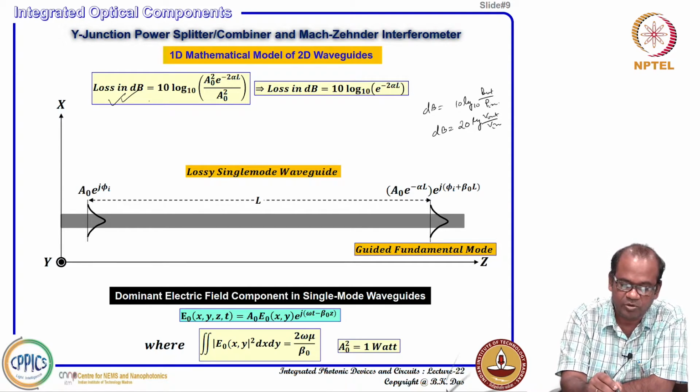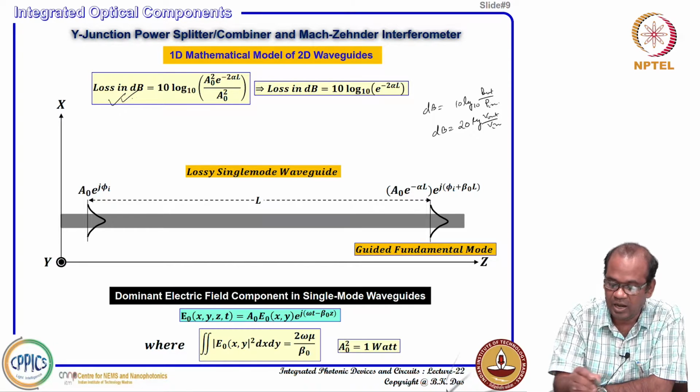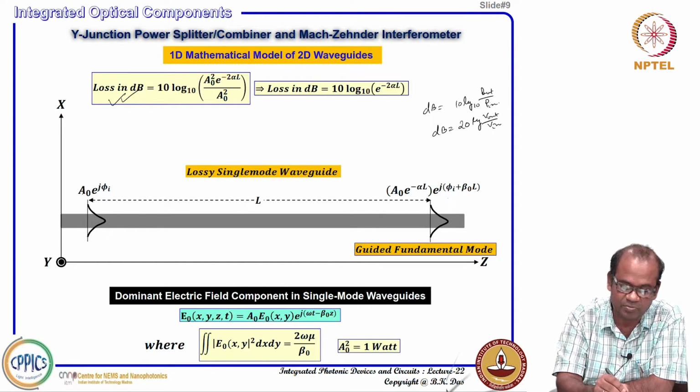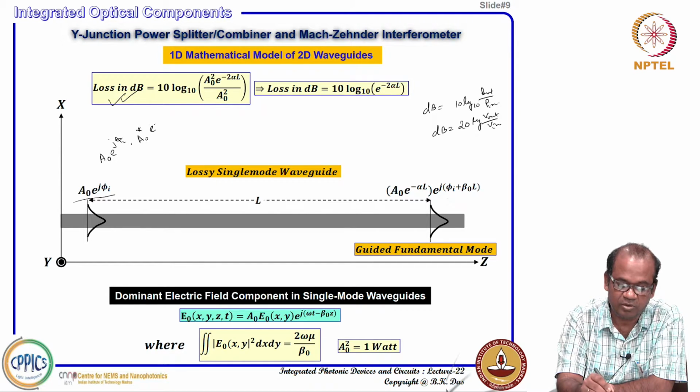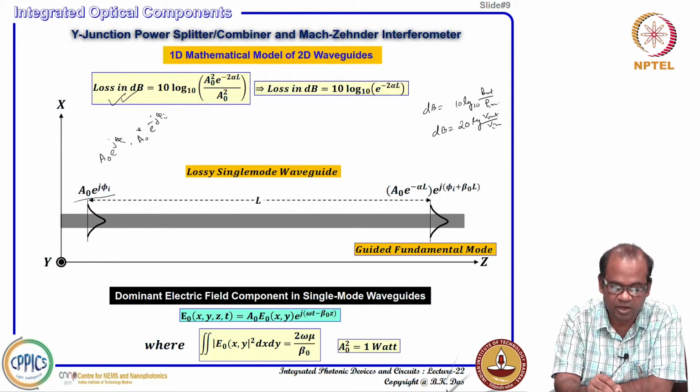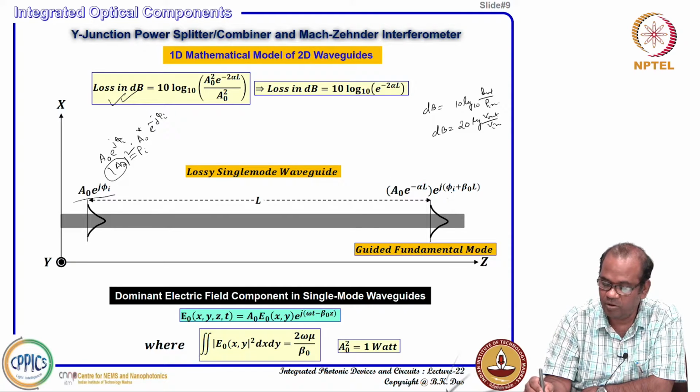So here also we can express the loss in dB: what is the power here, and what is the power there. Here power I can write as A naught e to the power j phi times A naught star e to the power minus j phi. That means you have to take the complex conjugate and then multiply, and that will be your power. This is A naught square. So A naught square is the input power, Pi, and how much will the output power be?